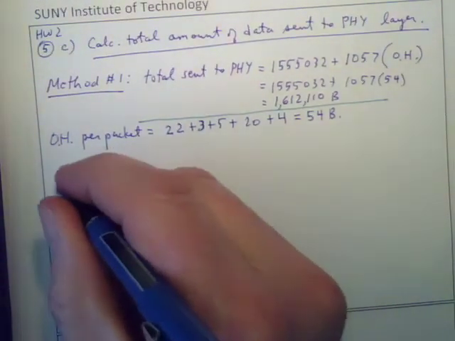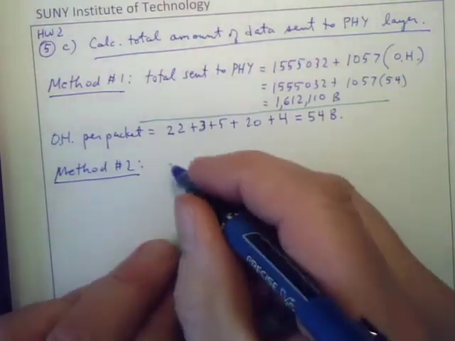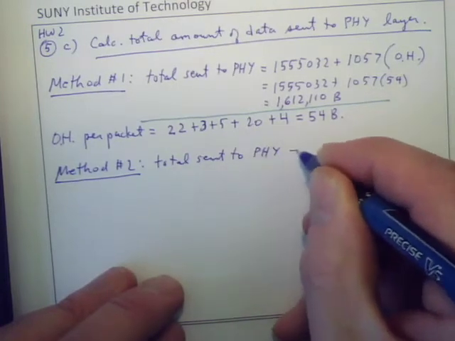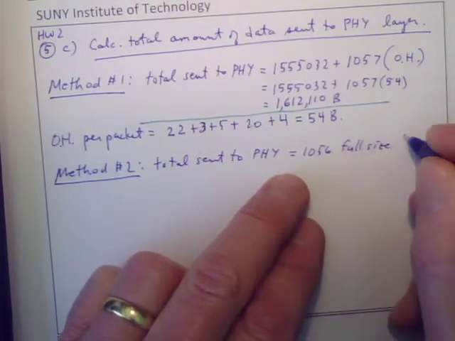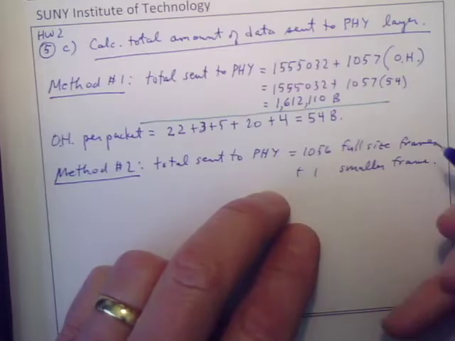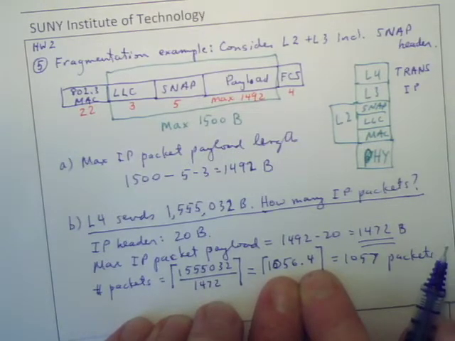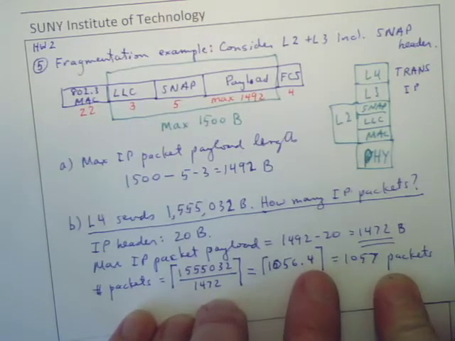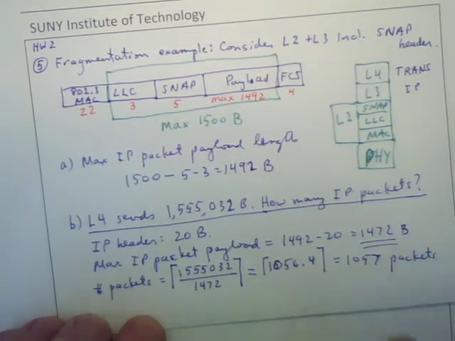The other way is a little bit more complicated. But basically it says that the total sent to the PHY is equal to 1,056 full-size frames plus one smaller frame. Remember, in part A, the number of packets was 1056.4, and so we round that up to 1057 because even that shorter packet that is represented by the 0.4 of a packet has to have all its headers on it. But now I'm going to calculate the size of that little packet.